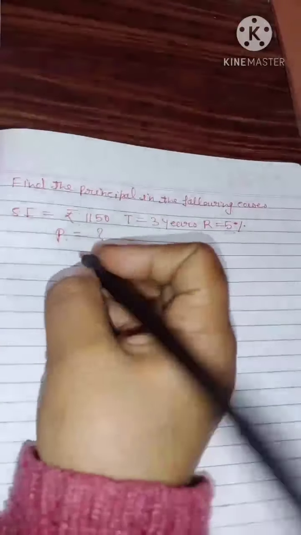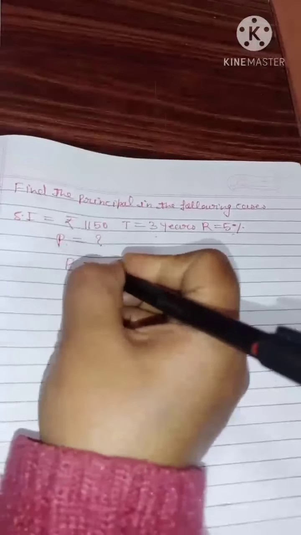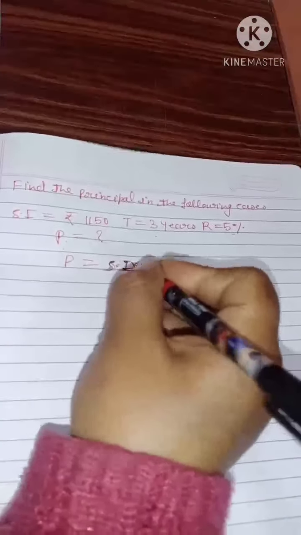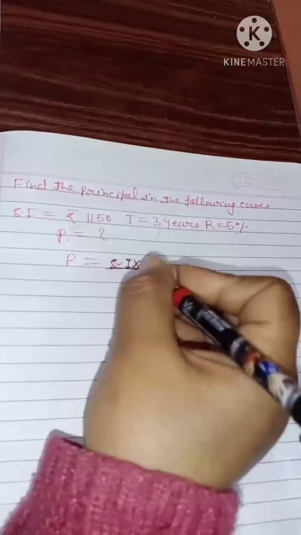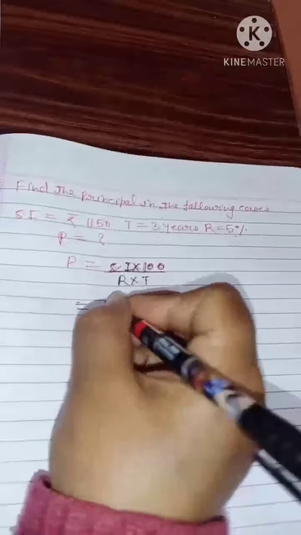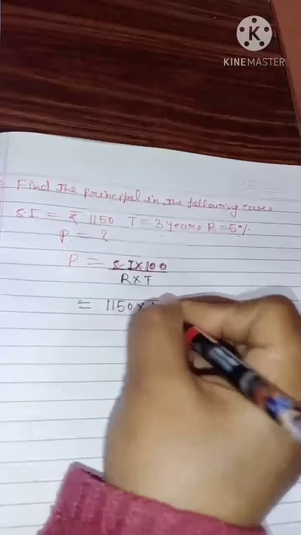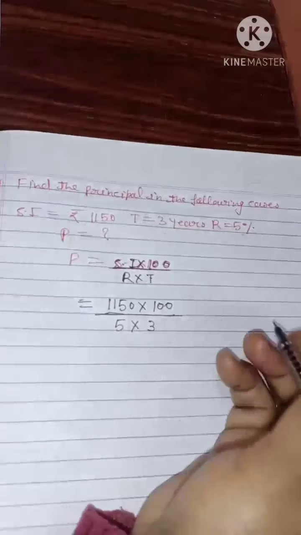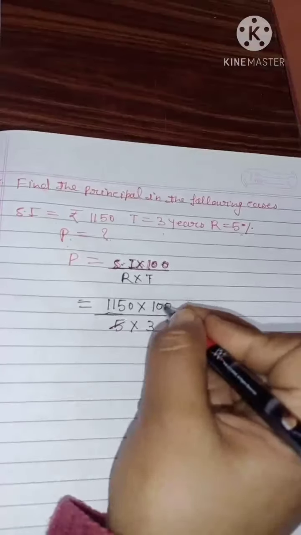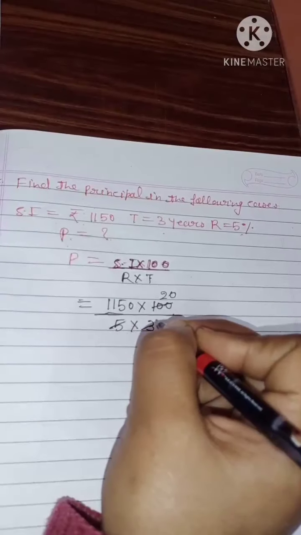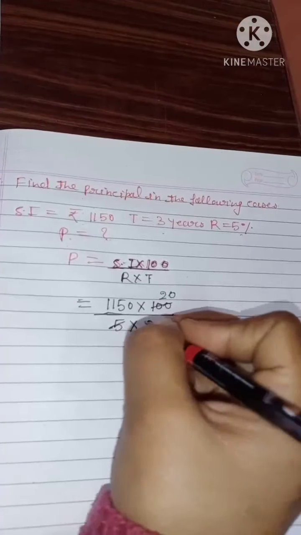I taught you in the beginning of the topic that P can be found as simple interest multiplied by 100 upon R into T. This was the formula. Simple interest is how much, beta? 1150 multiplied by 100. Rate of interest is 5% and time is 3 years, already given here. So make them cancel now. 5 into 20 is 100. Now 3 and 3, no, it will not be cancelled now. So 3 will remain here.